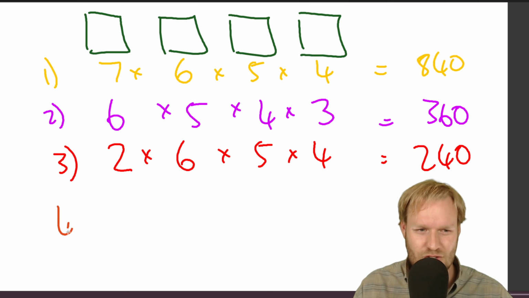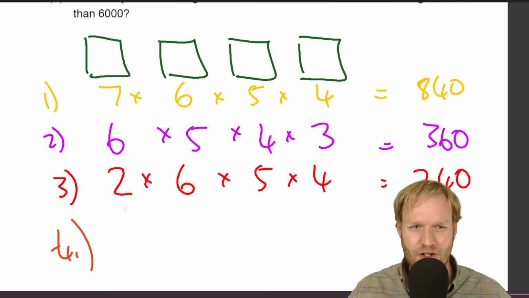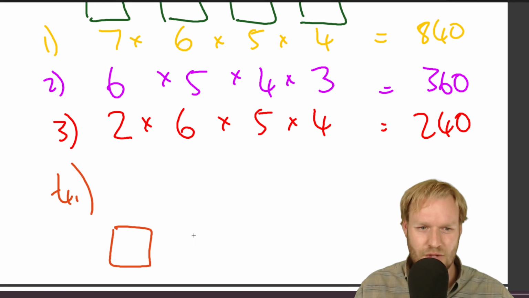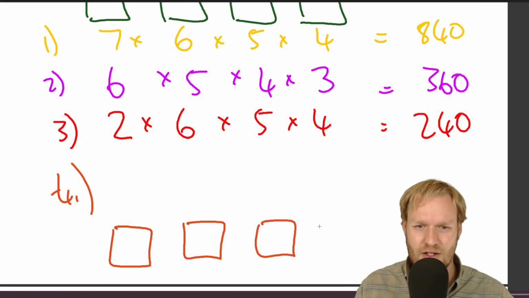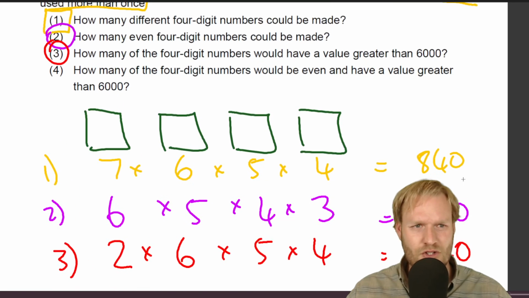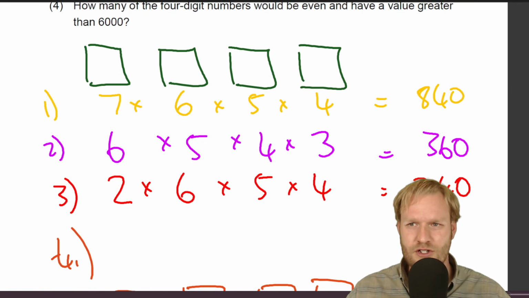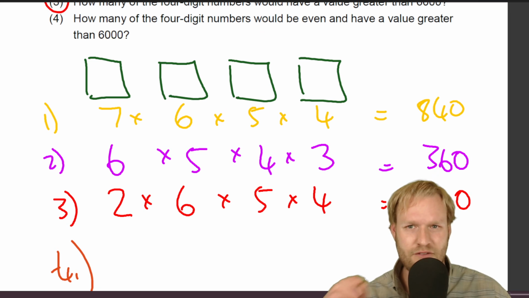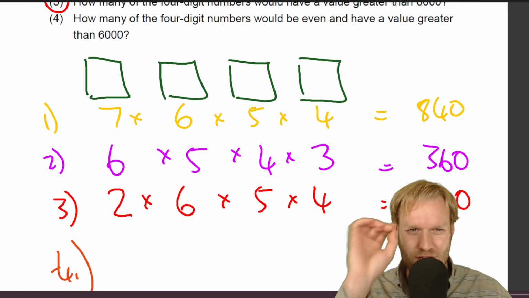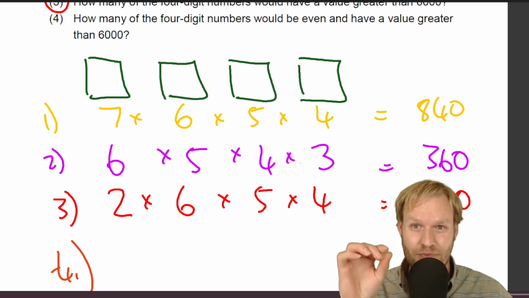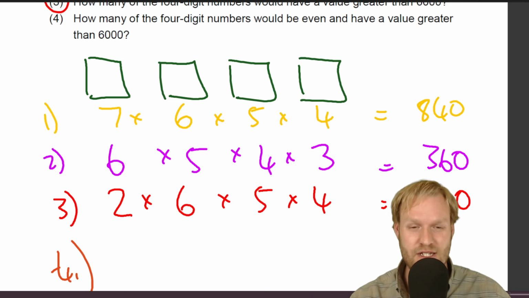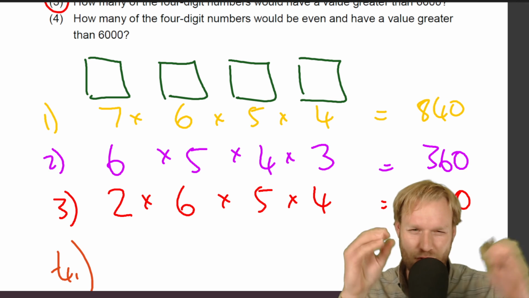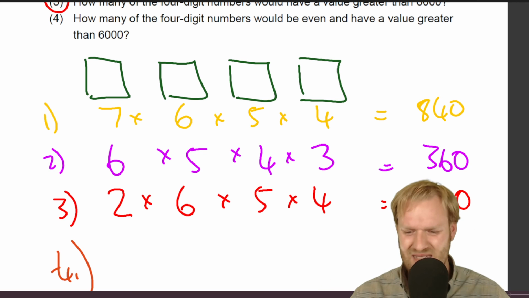Okay, so last question. And again, the question is going to be kind of what's your thinking going to be on this. I'm going to redraw the blocks down here so I can see them. So how many of the 4-digit numbers would be even and would have a value greater than 6,000? So kind of some sort of combination of 2 and 3. Just ideas and thoughts here.